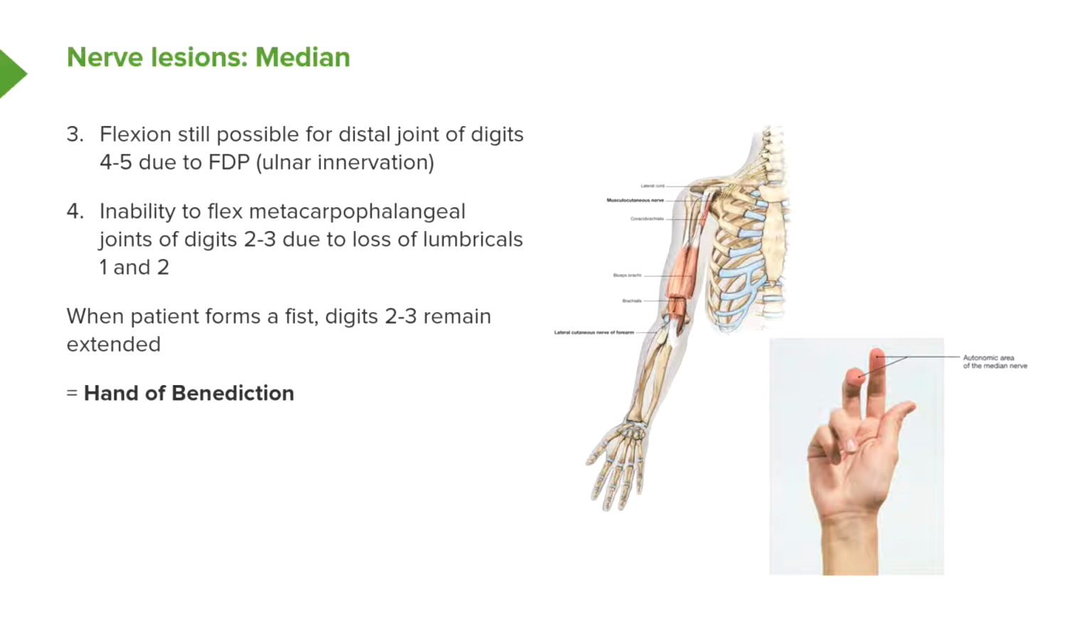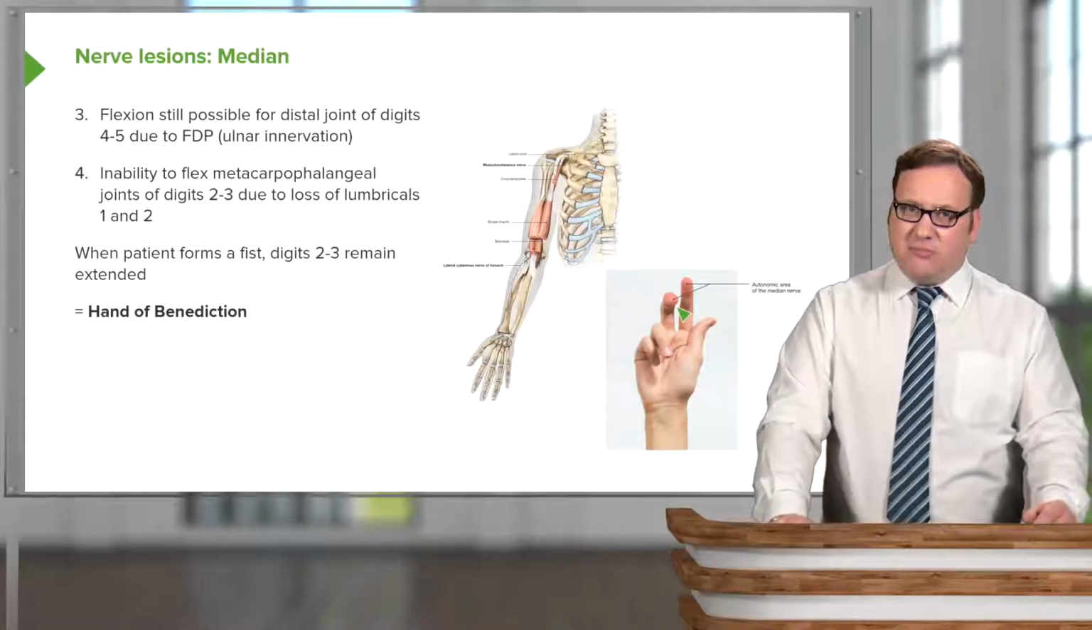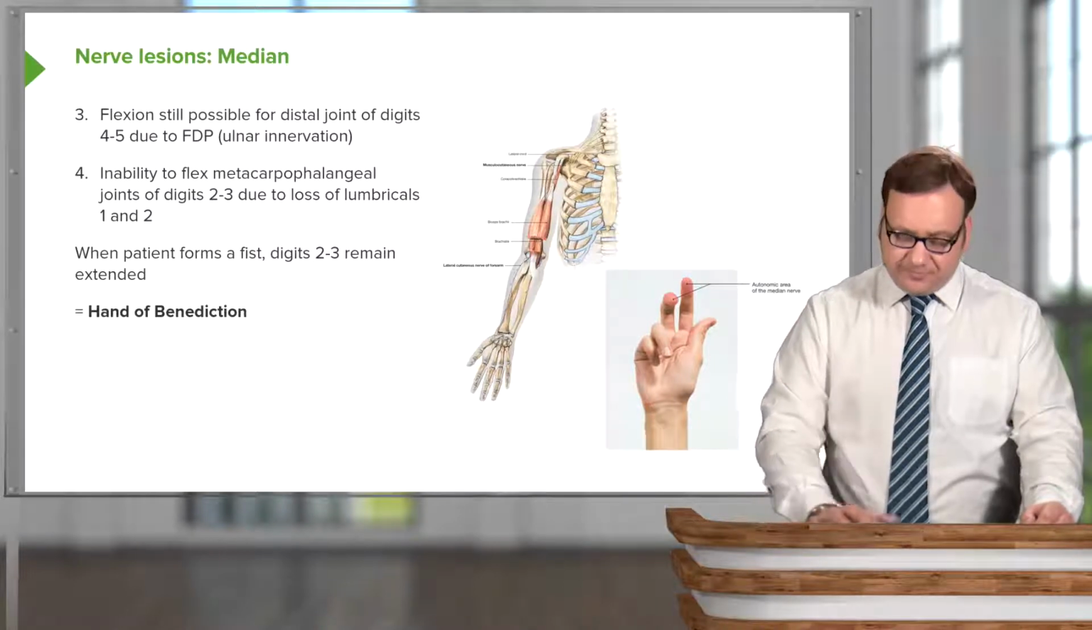And this is known as hand of benediction. And we can see that here on the picture. We can see digits 4 and 5 have flexed, but digits 2 and 3 remain extended. And this is indicative of median nerve damage.